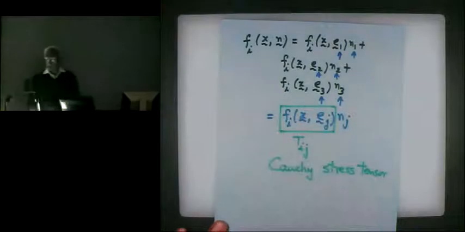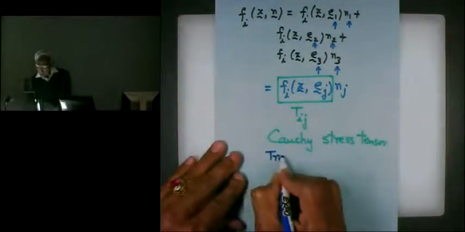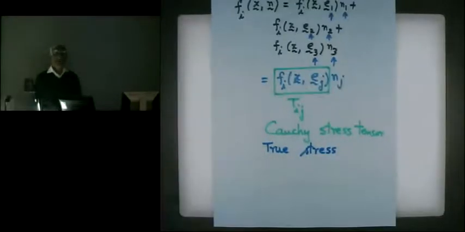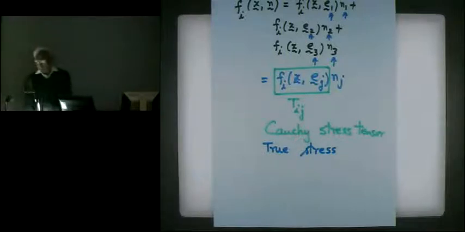And then we said this is called the Cauchy stress tensor. Now some people also call this the true stress tensor. So if you read a book on plasticity, you are more likely to see the words true stress rather than Cauchy stress. The phrase true refers to the fact that you have present force per unit present area.